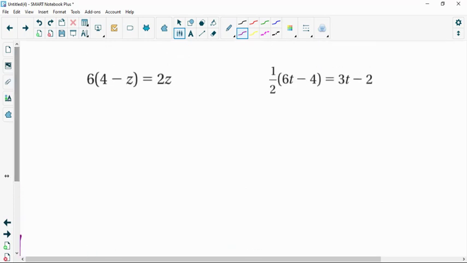There they are. I have 2 examples here. Pause the video to try them out, and then turn it back on, and you will see the solutions in front of you. I'm not going to narrate this time.